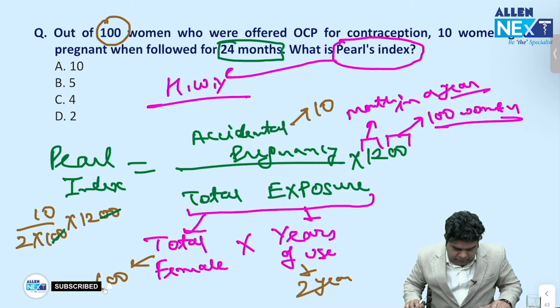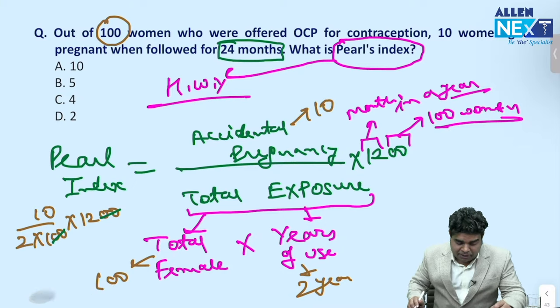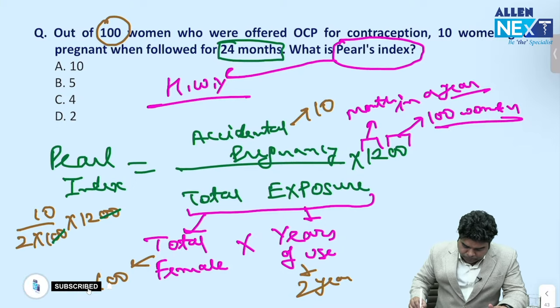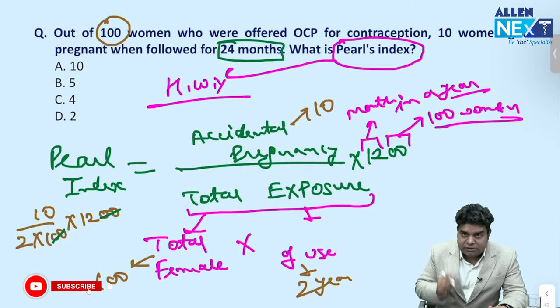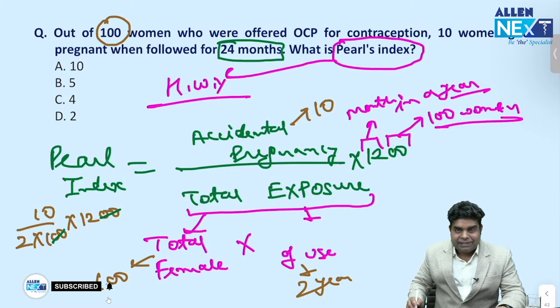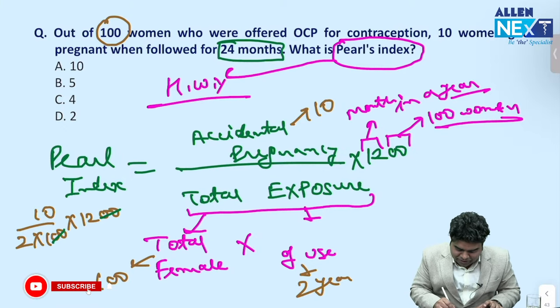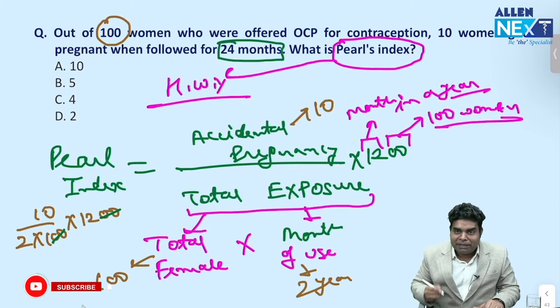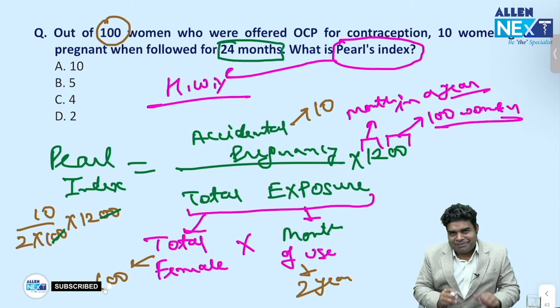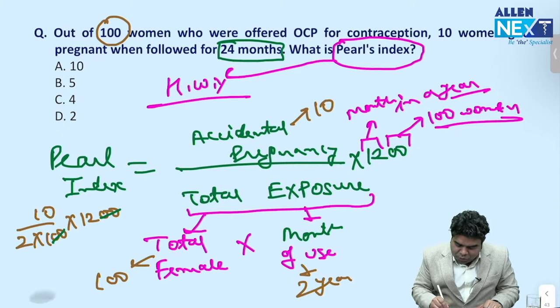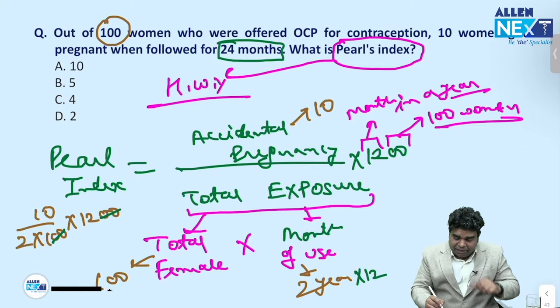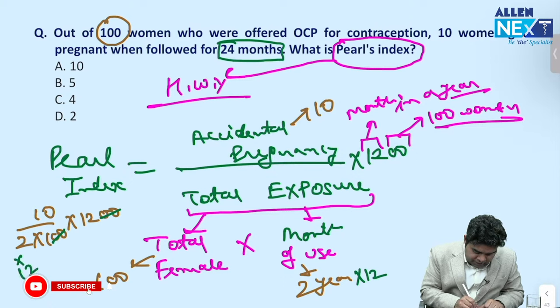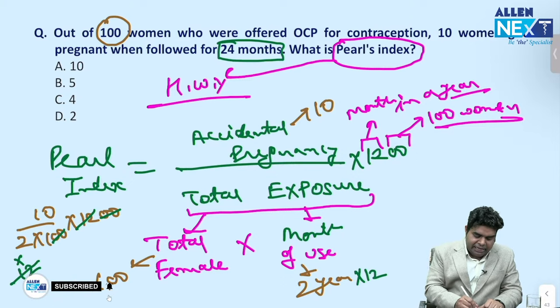Okay. So I am doing a mistake here because it is not years of use. Just this one mistake. I am really sorry for this. This is a part of gynae mostly, but of course I should have done it correctly. It's unforgivable. Kindly forgive me. It's months of use. So sorry. So months of use, 2 years total is 24. So 2 years into 12 will be there. And this 2 into 12 is here. So this 12 will be cancelled here. And 10 will be divided by 2.